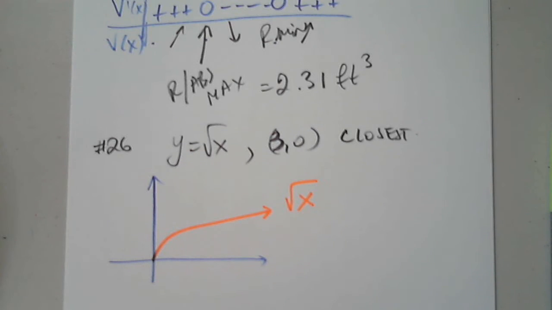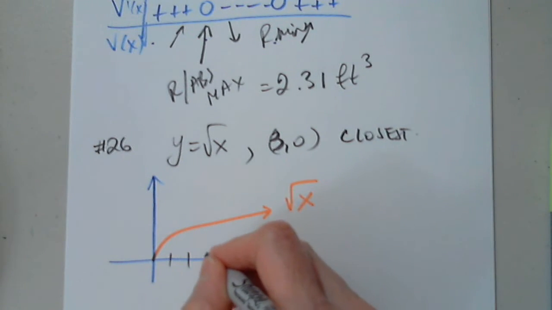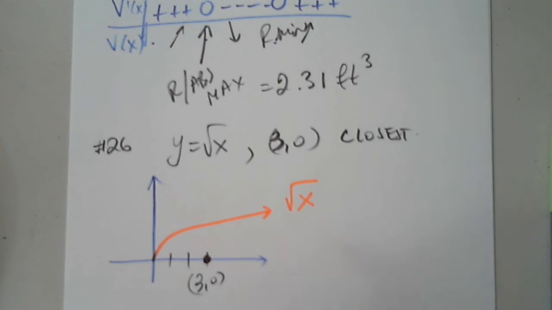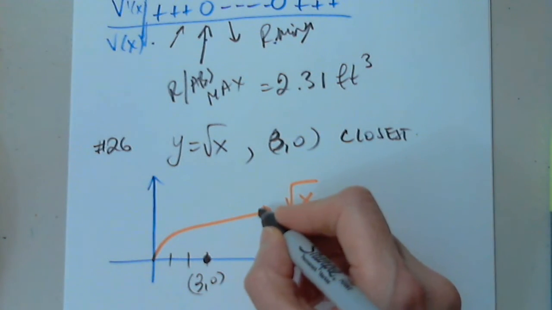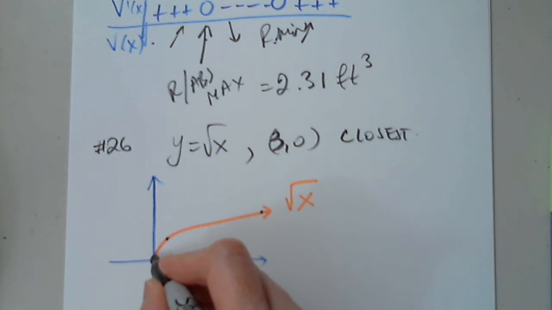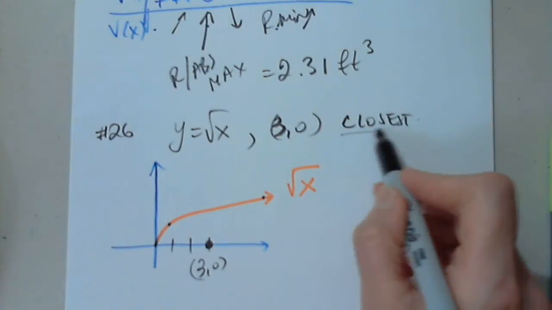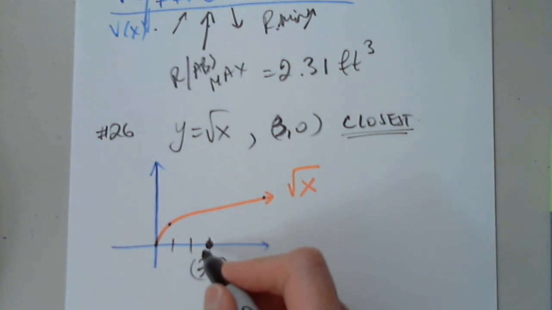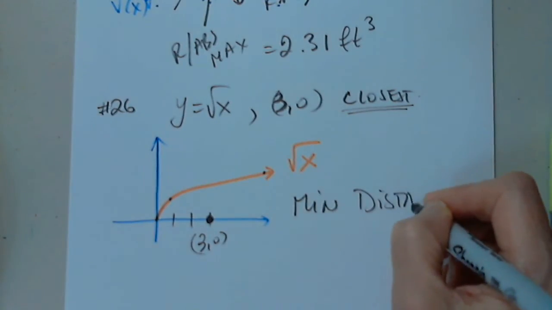And we know that the point (3, 0) is somewhere here. They want us to determine a point on the curve. Maybe it's here, maybe it's here, maybe it's here, I don't know, that is the closest to this point. So in this case, I have to minimize the distance.